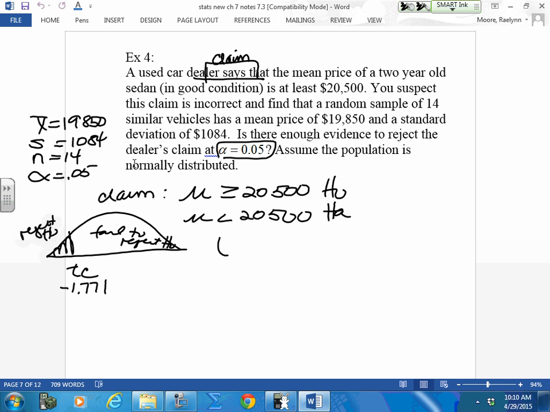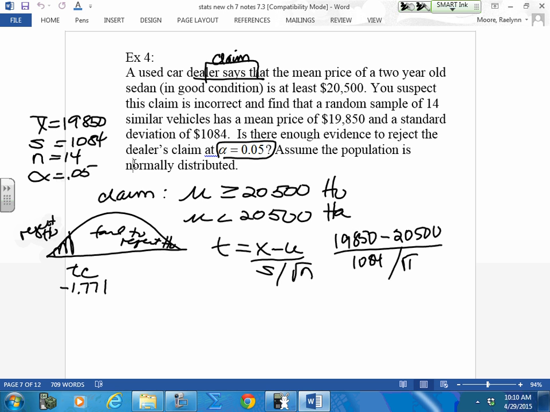So I do my test statistic. This is the same as we did before, only we use your sample standard deviation instead of your population standard deviation. We have no choice. They didn't give us a population, so we know it's our sample. So x bar, 19,850, minus your population mean, over your standard deviation divided by the square root of n. Now you'll find your test statistic. I'm going to show you in the calculator in a second. This is your test statistic. What do you get?